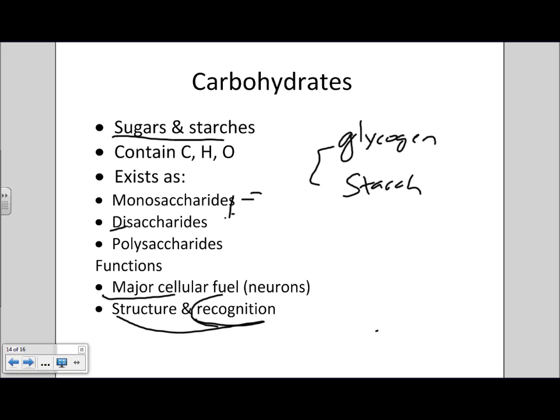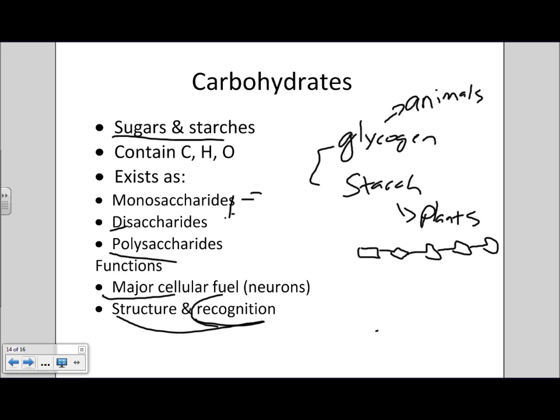Essentially, glycogen and starch are kind of the same thing. Basically, these are a means of storage for us. Glycogen is how we store carbohydrates in animals. Starch is how we store carbohydrates in plants. What they are, like I said, are polysaccharides: very long chains of sugar units, thousands upon thousands of sugars joined together, and then they form branches.